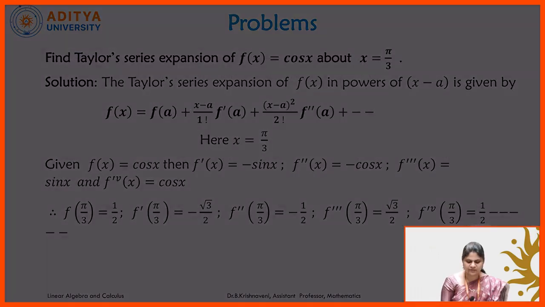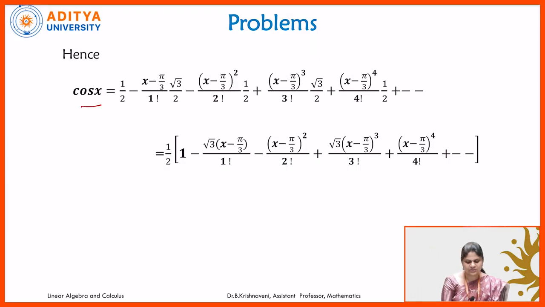So now substitute every value in the series. Then we got cos x is equal to 1 by 2 minus (x minus pi by 3) by 1 factorial into root 3 by 2, minus (x minus pi by 3) whole square by 2 factorial into 1 by 2, plus (x minus pi by 3) whole cube by 3 factorial into root 3 by 2, plus (x minus pi by 3) whole power 4 by 4 factorial into 1 by 2, plus so on.